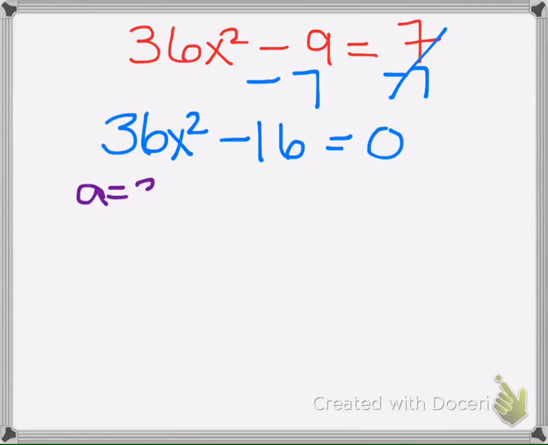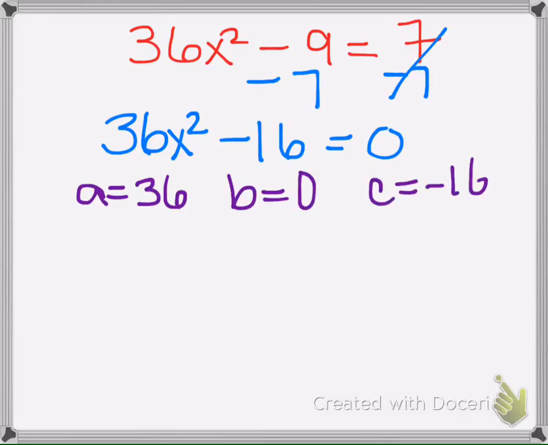And then I can plug in 36 for A. For B, there is no B, and then the constant is negative 16. So I can plug that in into the quadratic formula. However, then I'm going to have some larger numbers to work with.